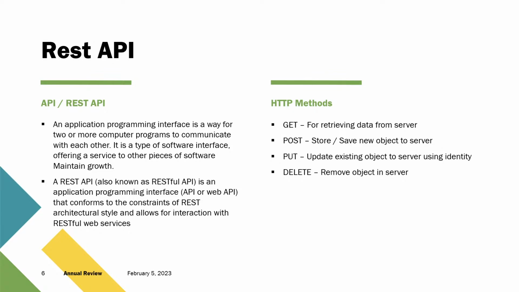At a high level, API is nothing but, as we know, application programming interface, which wraps the data so we can communicate with another application. An application programming interface is a way for two or more computer programs to communicate with each other. It is a type of software interface offering a service to other pieces of software. Just understand it as a smaller piece of project. It provides several features for adding, deleting, updating and retrieving. So this is an API.